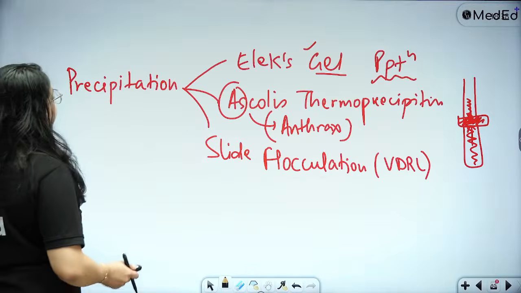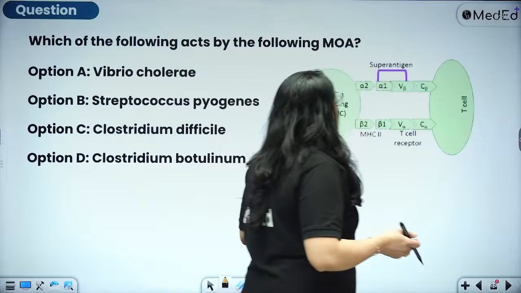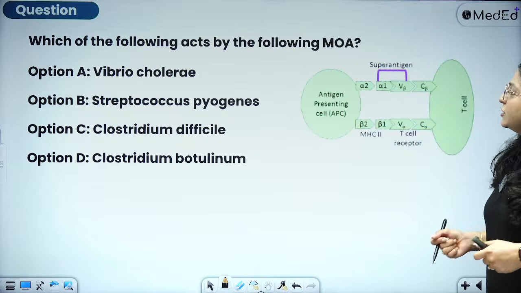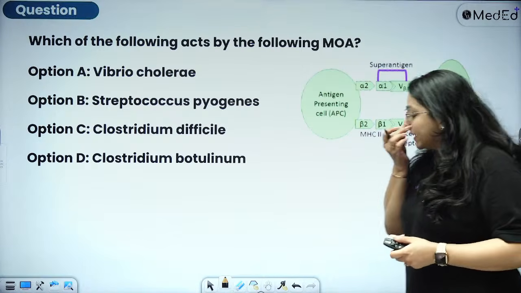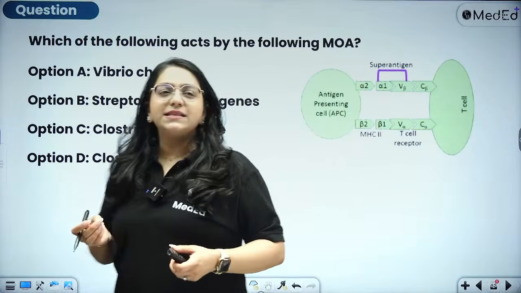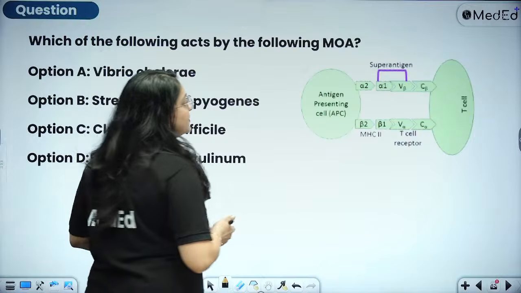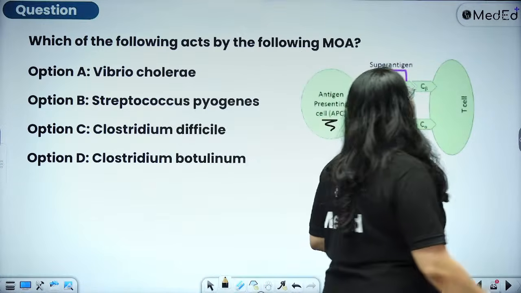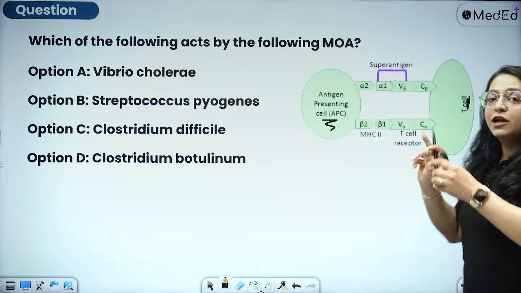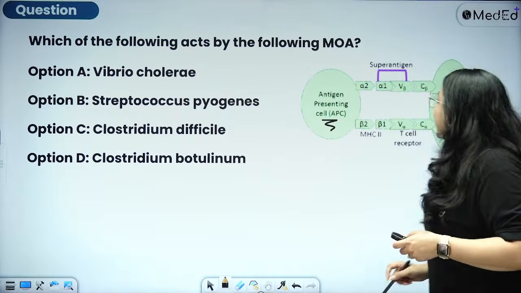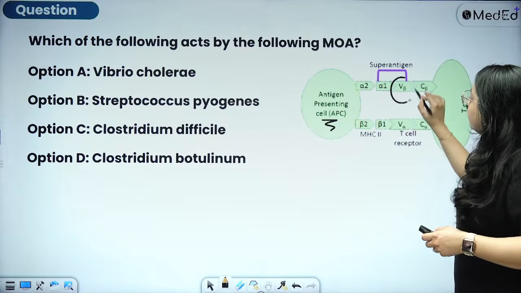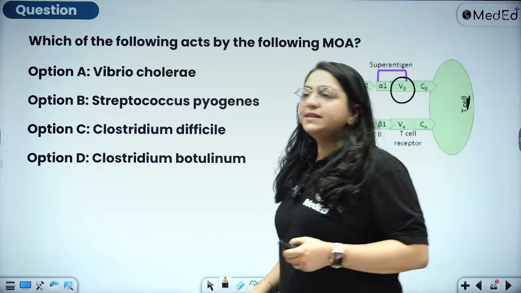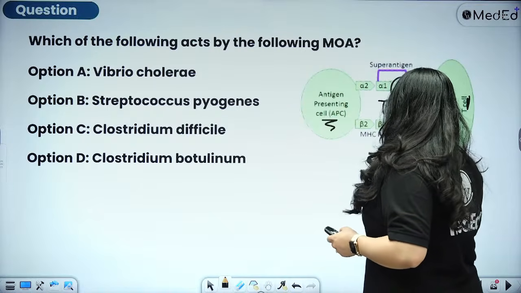Okay, fine. Great. Then what is this? Which of the following acts by the following mechanism of action? Which mechanism of action are they showing? An antigen presenting cell, an APC, is presenting the antigen to the T cell. But how is it presenting? From the side. From the side it has gone and activated the V beta region of the T cell receptor. What is this? This is a T cell receptor, right?